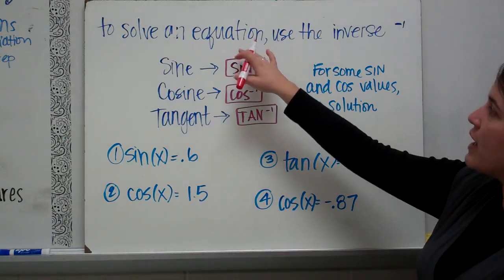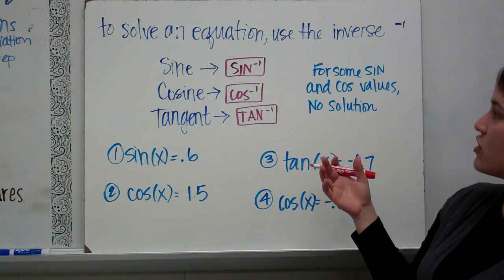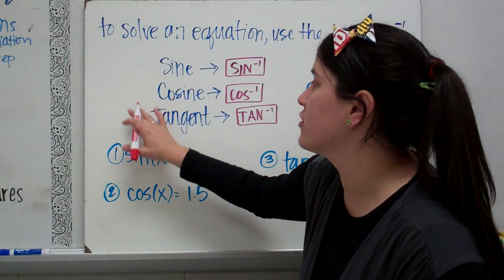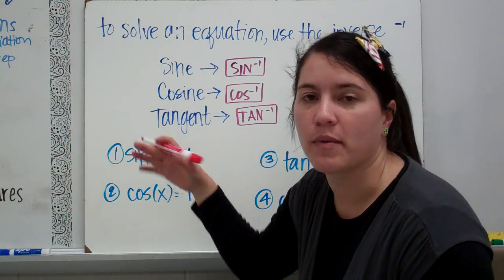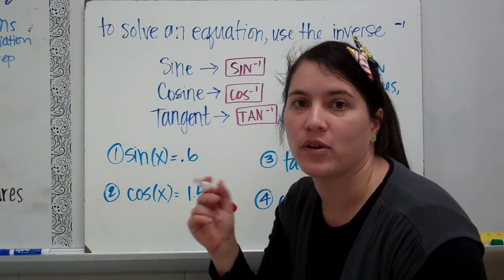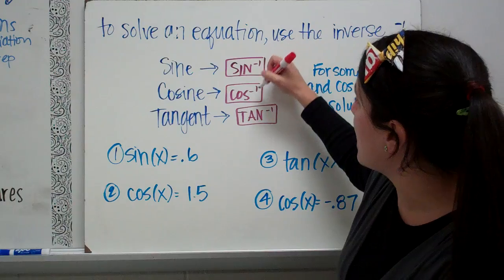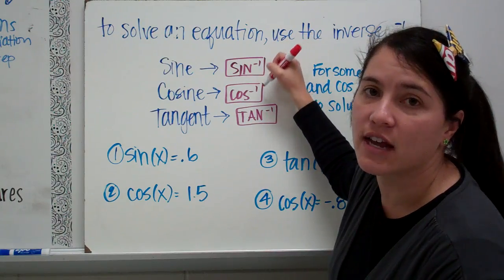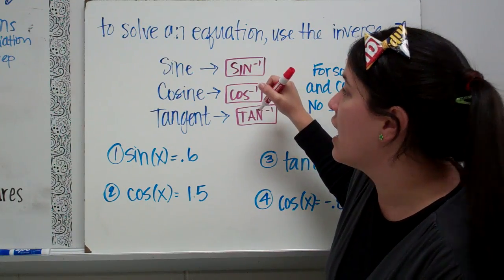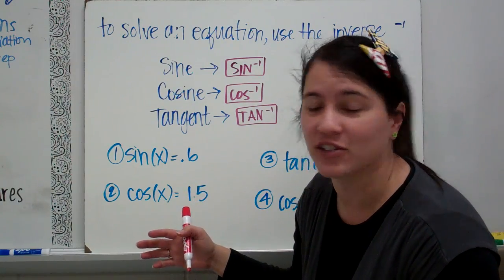Now, if you have an equation, you have to use the inverse, just like we've talked about with inverse equations. The sine, cosine, and tangent all have an inverse. Remember when we studied inverse functions, we had that little -1 exponent, which denoted an inverse function. So the sine, cosine, and tangent inverse have the -1 exponent. And to solve an equation, you have to use the inverse trig function.